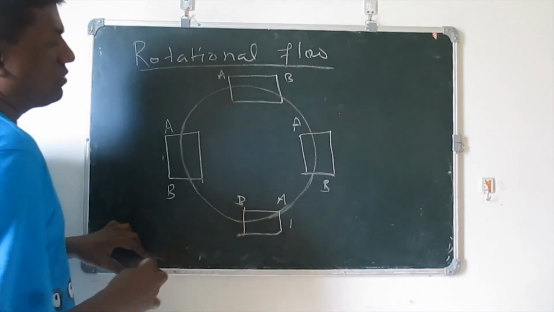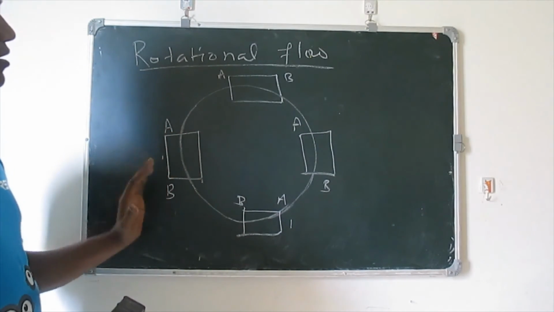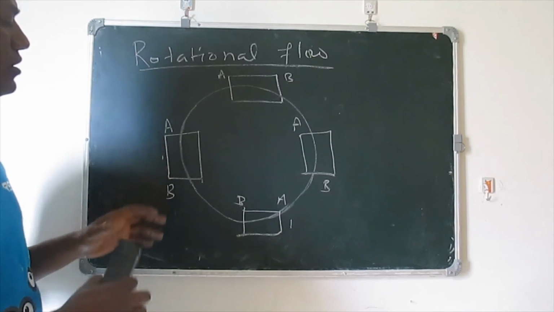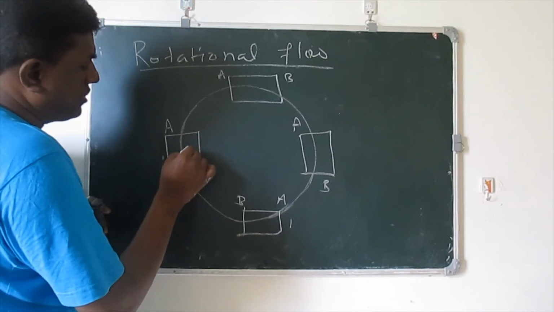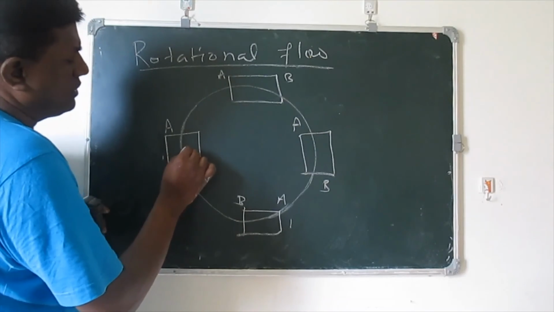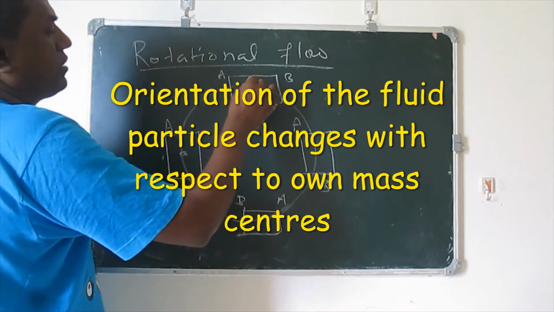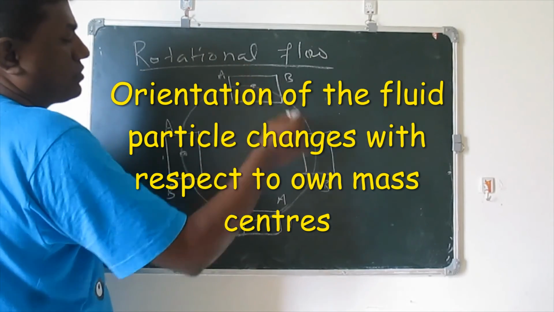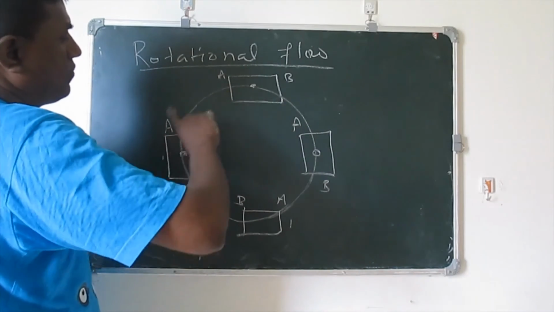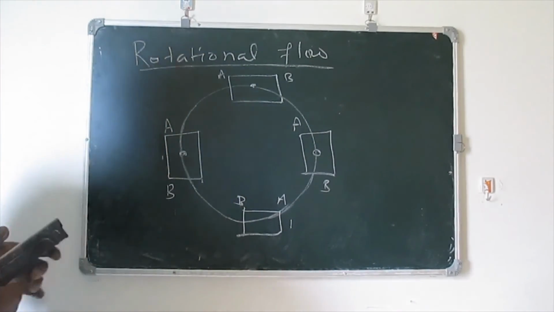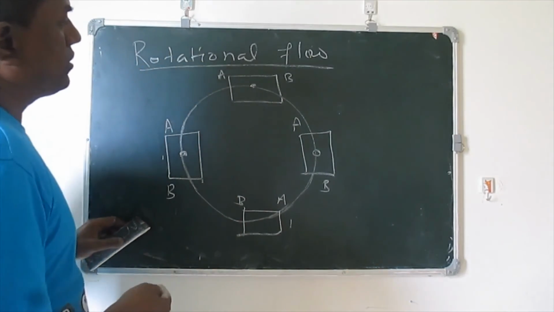So that means in the rotational flow, the orientation of the fluid particles changes about its own mass center. For example, for this particle, the mass center will be here. So about its own mass center, the fluid particle changes its orientation in rotational flow. That is what we call rotational flow.